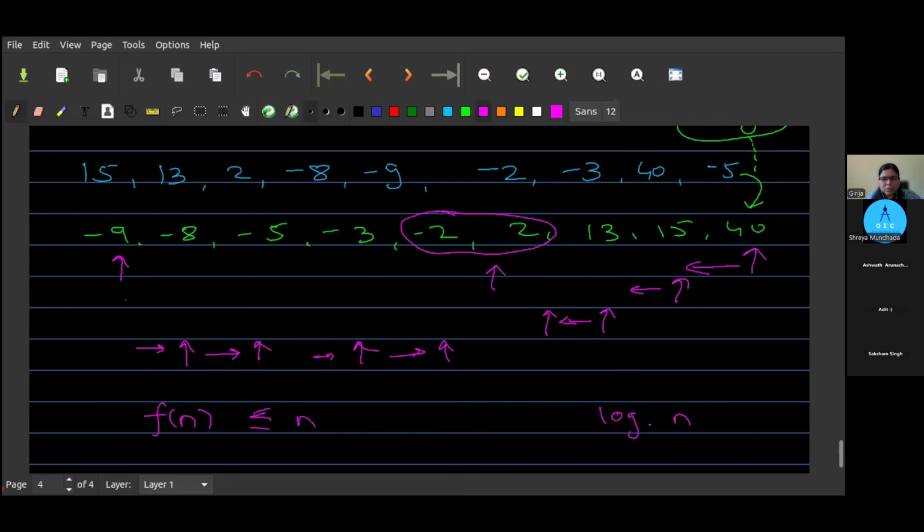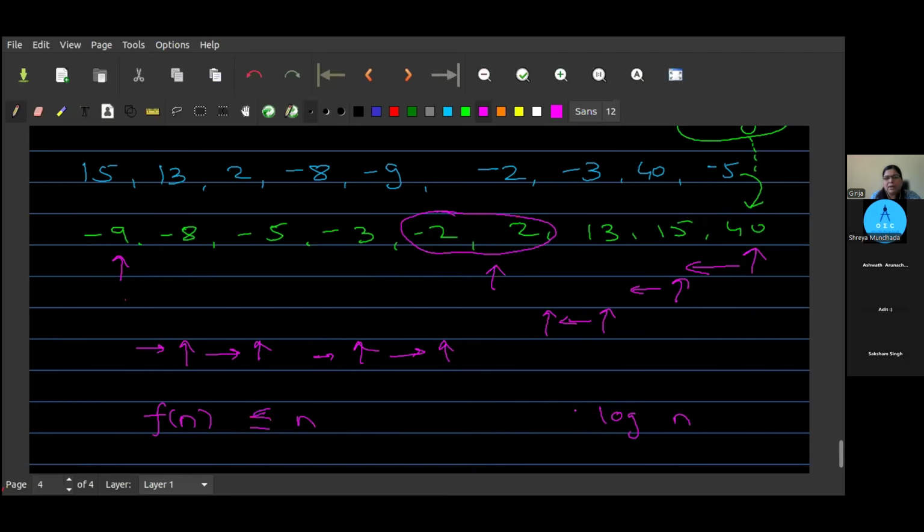Whoever said log n, can you explain the logic? What's the argument for log n? I think I completely forgot that we disregard the factors, and it's not log n which we refer to, it's still n. Yeah, it is still n.